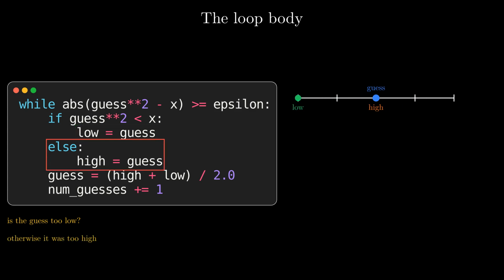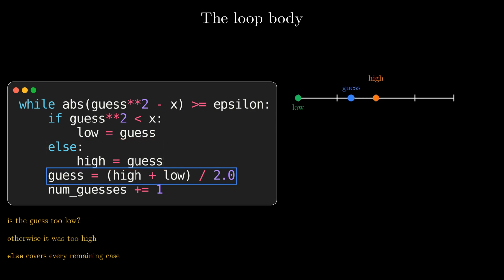Otherwise, the guess was too high, so we move the high endpoint down to this guess. We don't need an elif since the else covers every remaining case. After that, one final line. The new guess becomes the new midpoint, recomputed from whichever endpoint just changed. That's the whole loop body, just 3 moves. Compare, shift a boundary, recompute the midpoint.